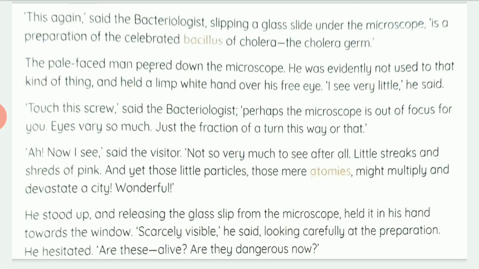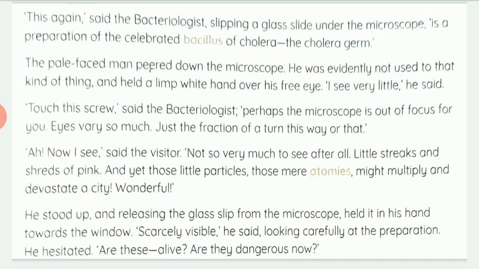And with great hesitation, now he puts forth the question to the scientist. He was asking whether the germ, the bacteria, was alive or not. Because actually he has come with that purpose. If he would find such bacteria which would be active, which would be alive, then of course he will steal it and spread the infection in the entire city. So he had come with that intention. Therefore, with great hesitation, he finally asked whether the bacteria were alive or not.